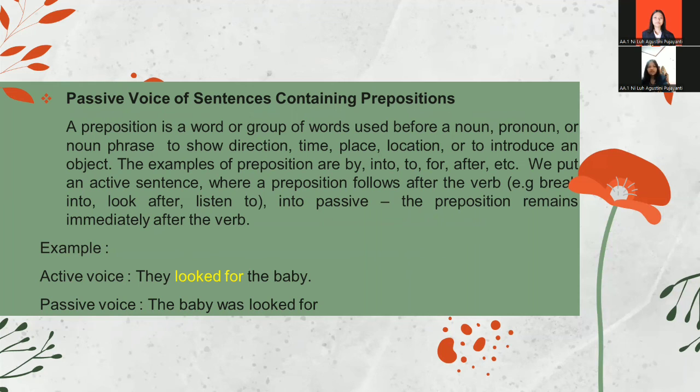For example, in active voice, they look for the baby. And the passive voice will be, the baby was looked for. In this sentence, we use the preposition for. We use for to talk about a purpose or reason for something. So they look for the baby. That means they are looking for the baby maybe because the baby is not with them.